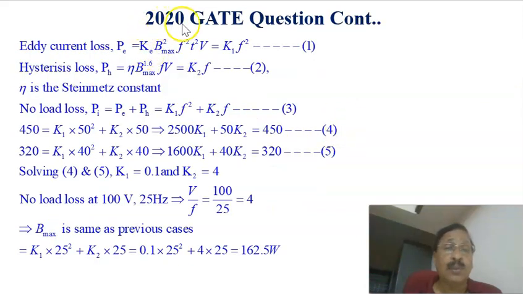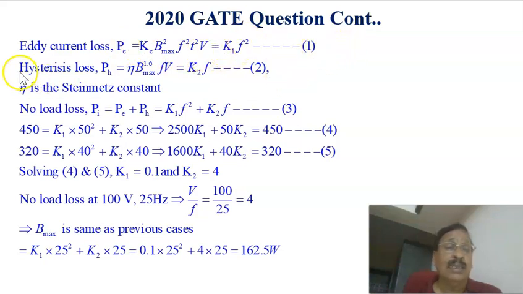Now continuing the same problem, the 2020 GATE question. As we have seen, the no load loss is the summation of the eddy current loss and hysteresis loss. Eddy current loss equals Ke into Bmax square into F square into T square into V, where Ke is the eddy current constant, Bmax is the maximum flux density, F is the frequency, T is the lamination thickness, and V is the volume. Here Bmax, Ke, T, and V are constants, so eddy current loss equals a constant K1 into F square. That's equation 1.